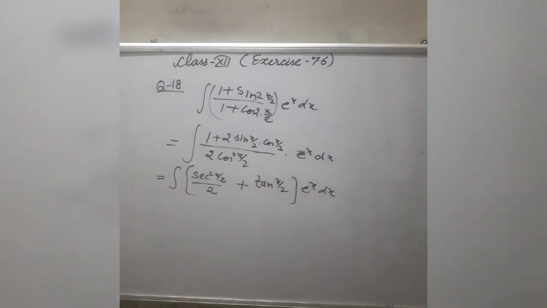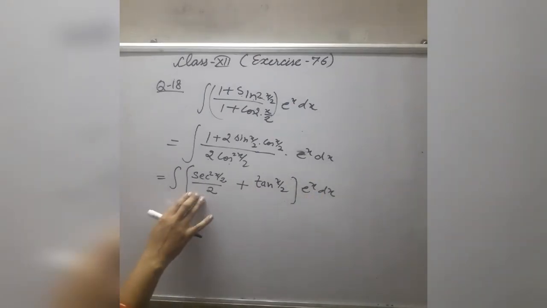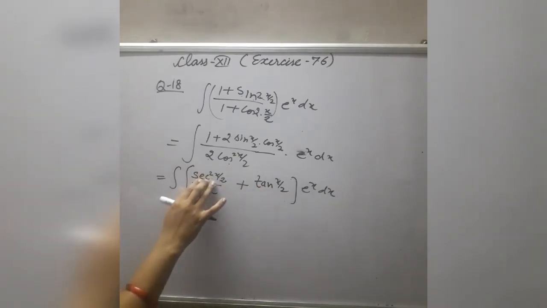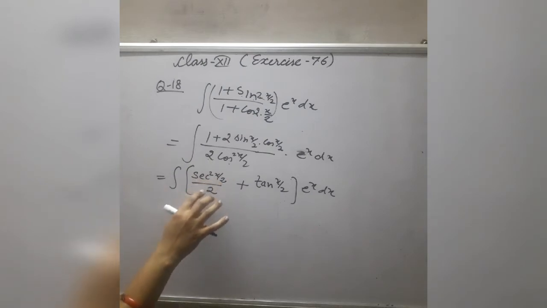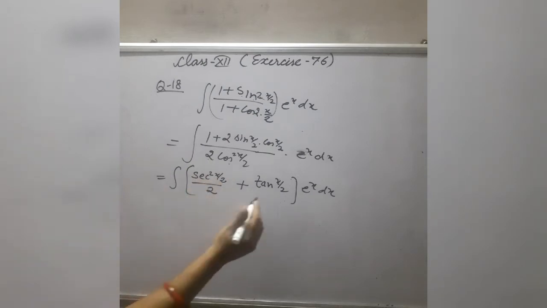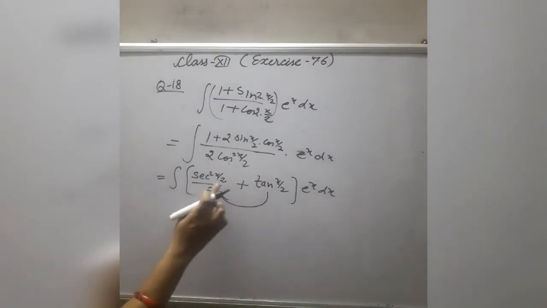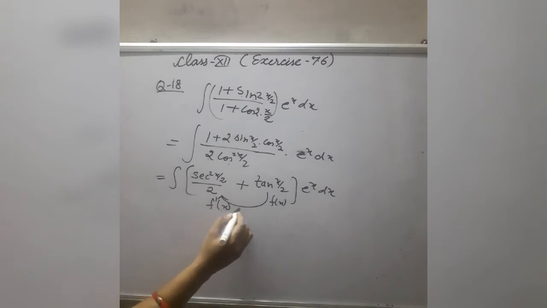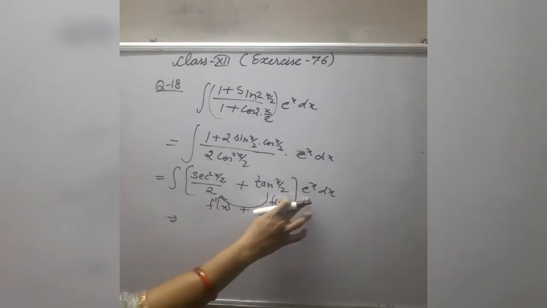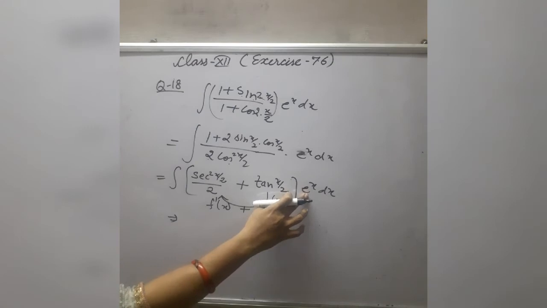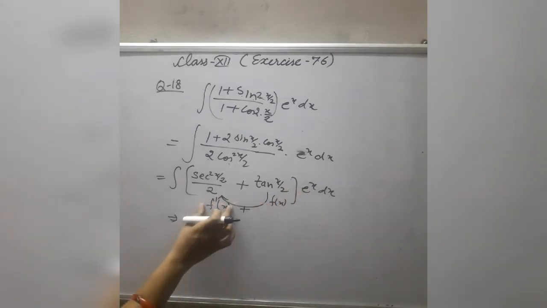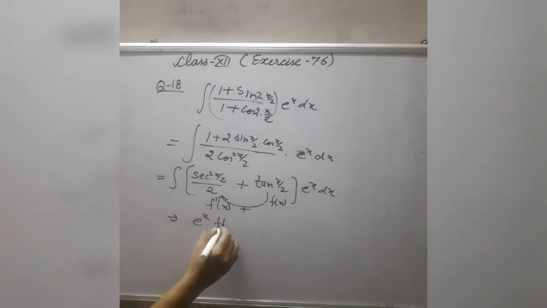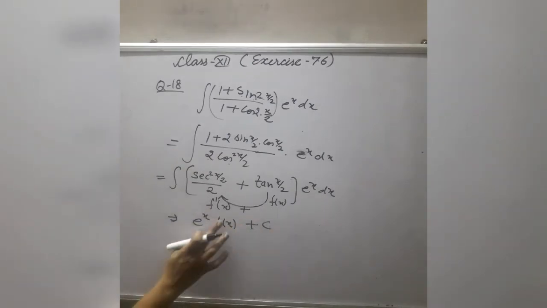Now if you see, all of you know the derivative of tangent x is secant square, and the derivative of tangent x by 2 is secant square x by 2 into the derivative of x by 2, which is 1 by 2. 1 by 2 is also written here. So it means this is the derivative of this function. So this is f(x) and this is f dash x. So again using the same formula, e raised to power x multiplied with f(x) plus f dash x, this complete integration can be written as e raised to power x into f(x) plus integration constant c.